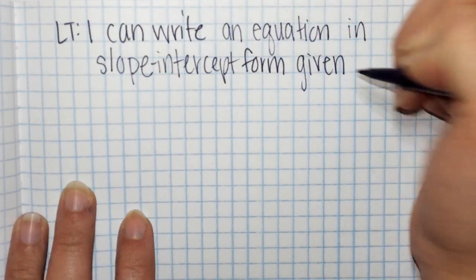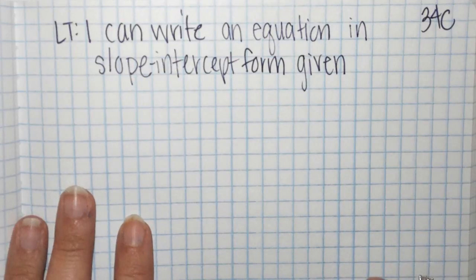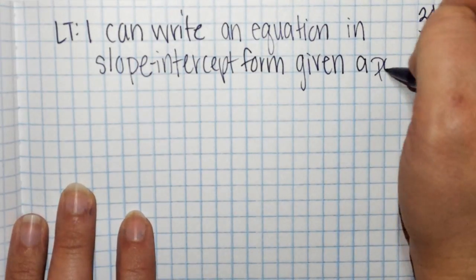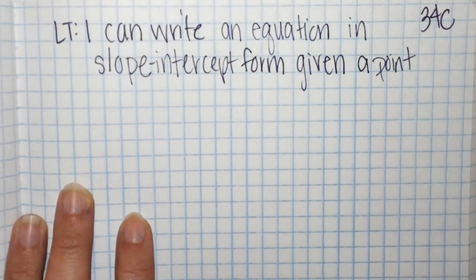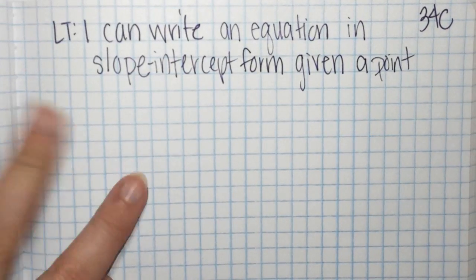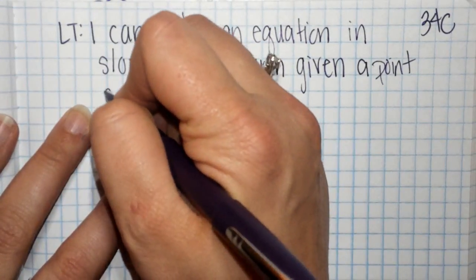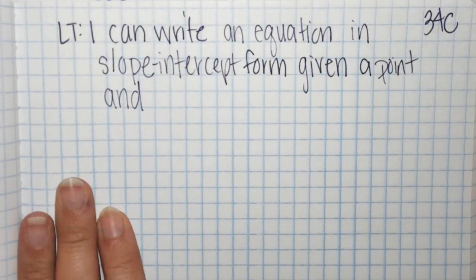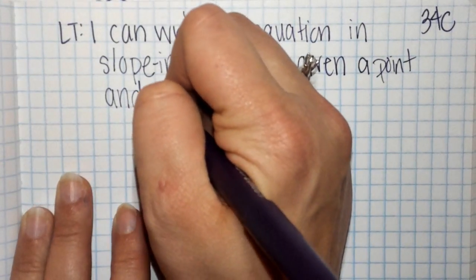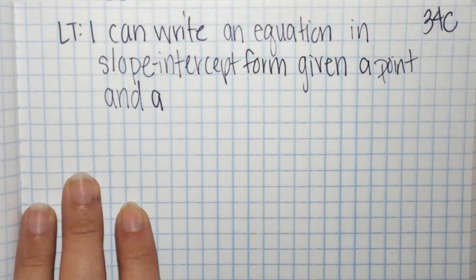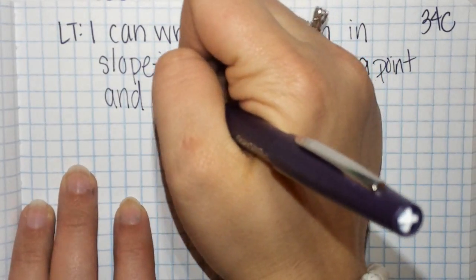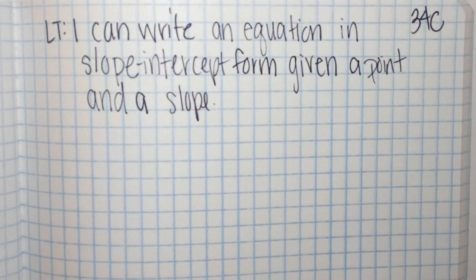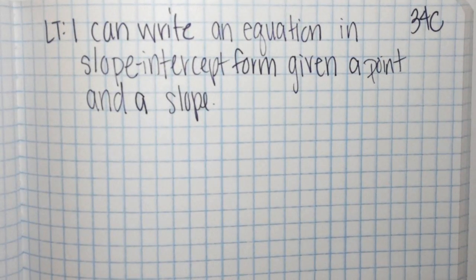Given. A point. Given a point. And a slope. No, not even a potato. That'd be crazy. Why would I give you a potato?